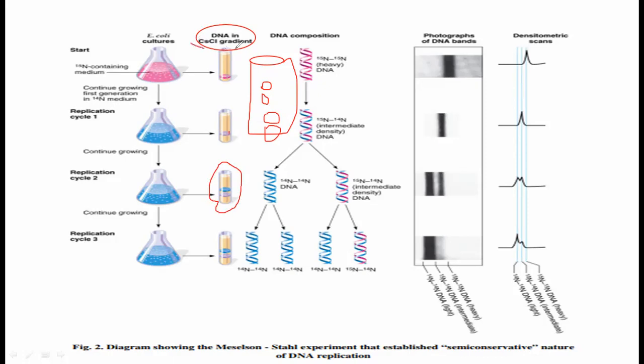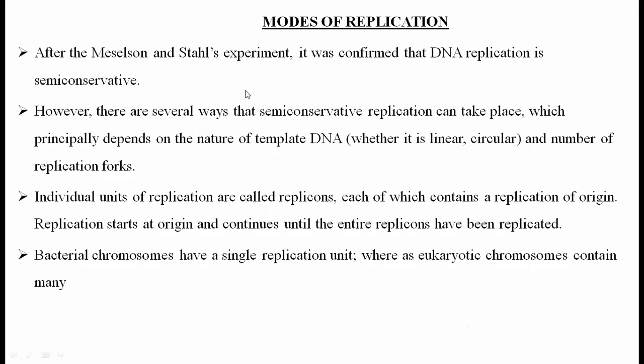Remember that gradient centrifugation in cesium chloride was carried out for each culture to segregate nitrogen 14 and nitrogen 15, to understand the mechanism of DNA replication, whether it is conservative or semi-conservative. I hope this is clear. Now, these were the models of DNA replication.